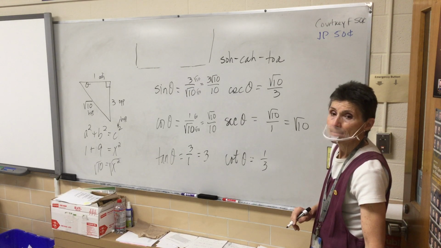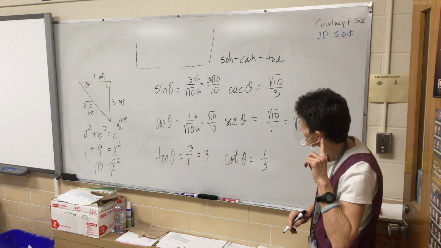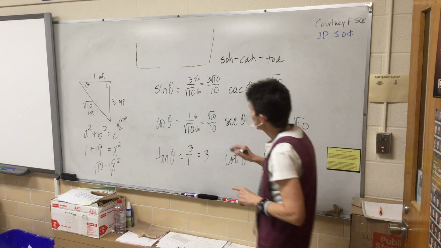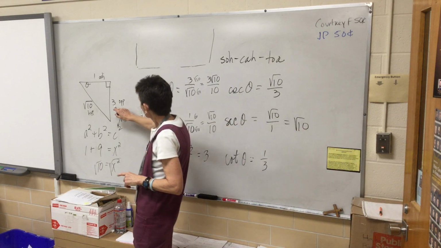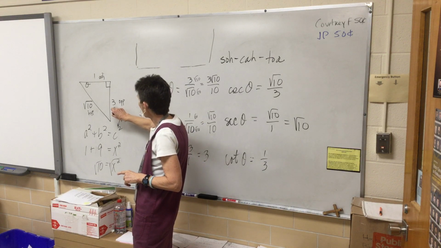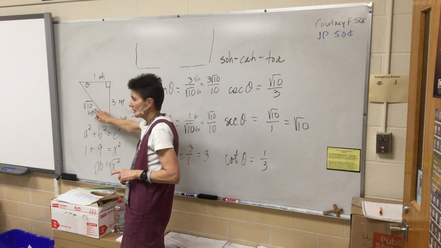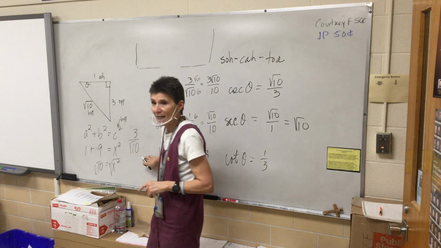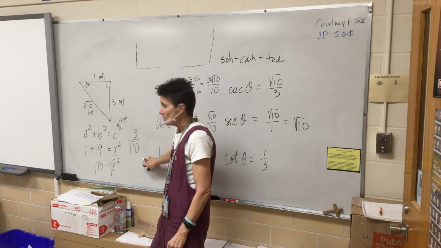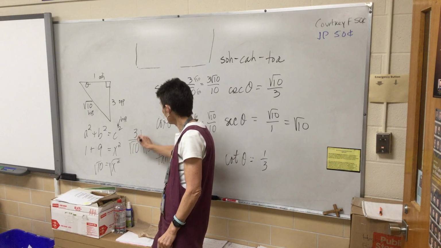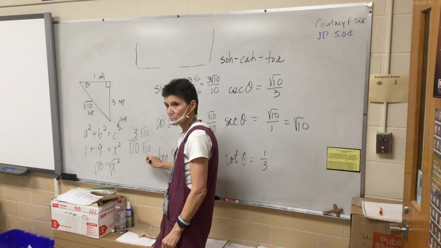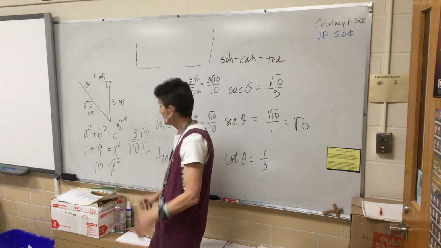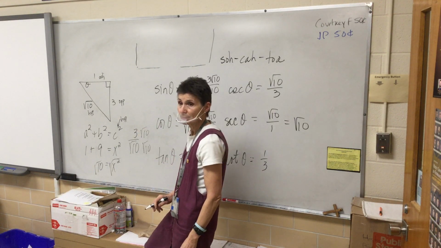Lindsay? I'm a little confused on how you get what you got for sine. Why would you multiply it by that? Okay, because opposite over hypotenuse is 3 over root 10. You are not allowed to have a radical in the denominator. So we multiply it by root 10, because root 10 times root 10 now is a plain 10. No more radical in the bottom. So we have 3 root 10 over 10. Okay.